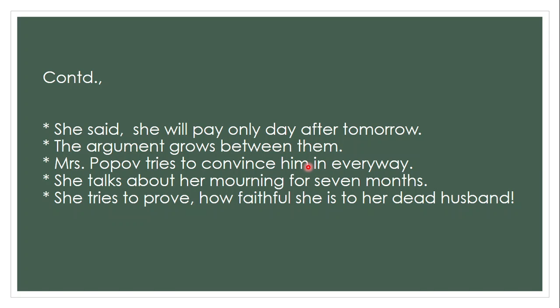She doesn't have money in her hands. There is no ready money. She talks about her mourning for 7 months, because she asked him, "Is this the way you speak with a woman who is mourning, or with a general woman? Is it a way to speak politely to a woman?" Because his behavior is not polite. She tries to prove how faithful she is to her dead husband.